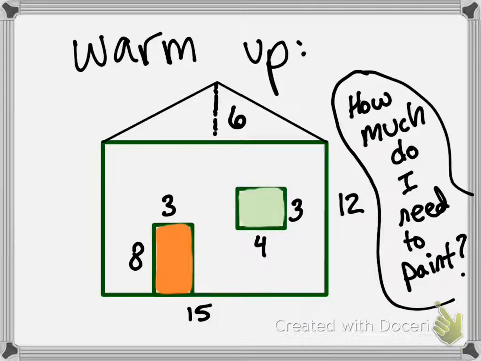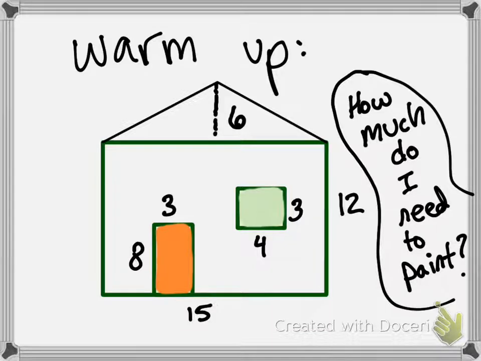But do I paint the door of my house? No. Am I going to paint the window of my house? No. So I have to paint everything except for those two figures. I'm not going to be painting those. So we need to figure out how much we are going to paint. So we're going to be finding the area of several shapes.